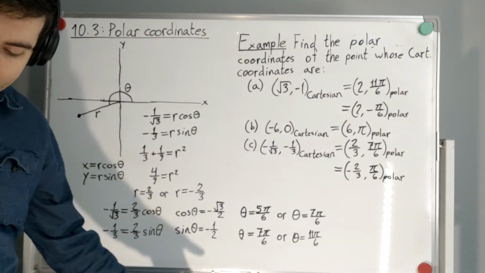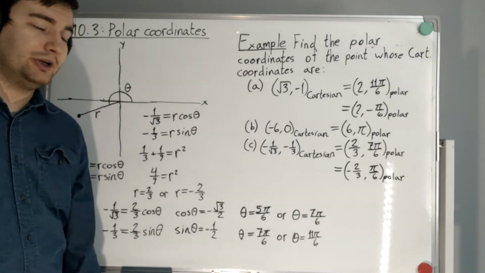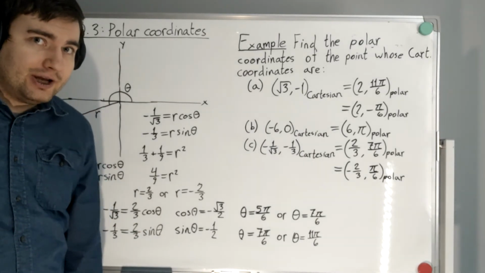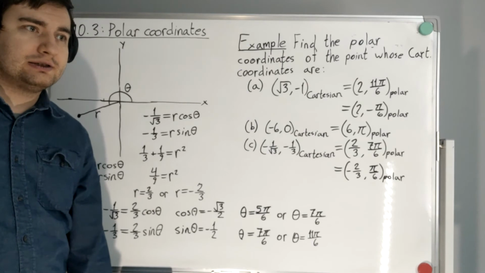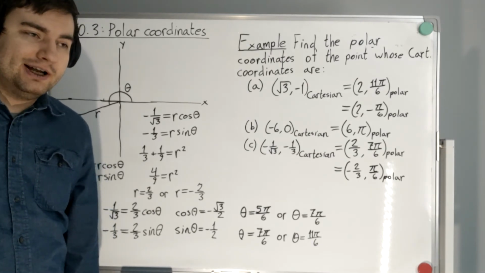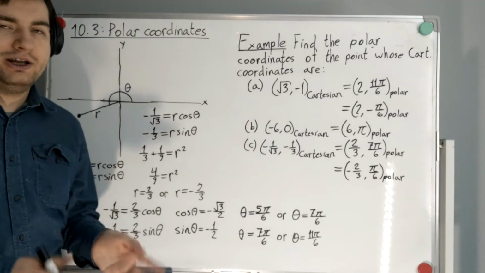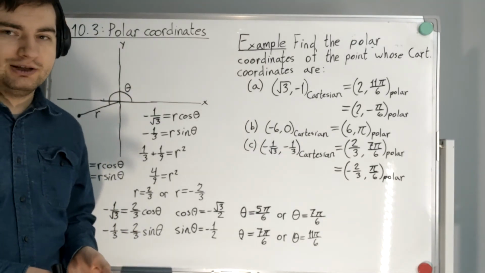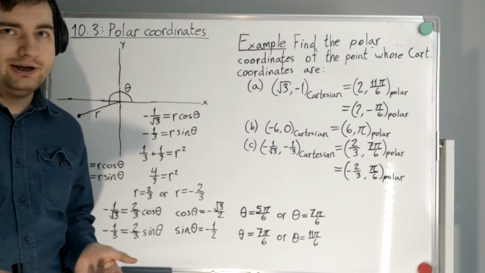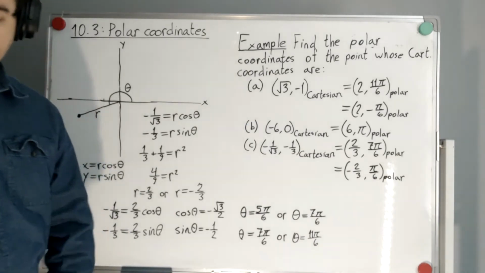And of course, as I said before, there are infinitely many more representations in polar coordinates because you can put anything for the angle as long as it corresponds to the same angle. And you know, if two angles correspond, that happens if and only if their difference is a multiple of 2 pi. Okay.